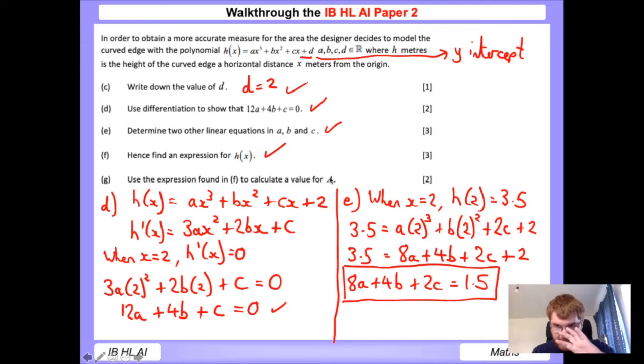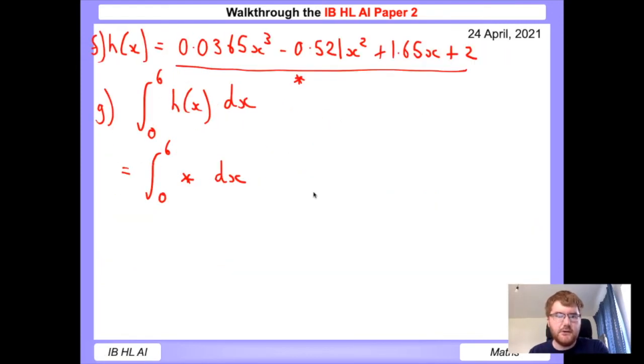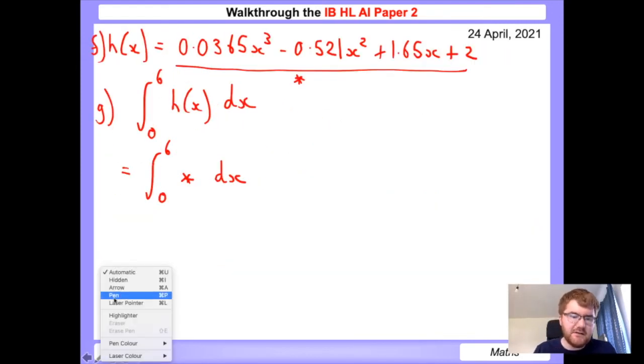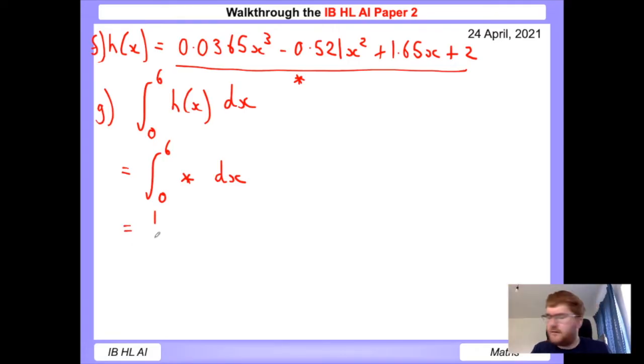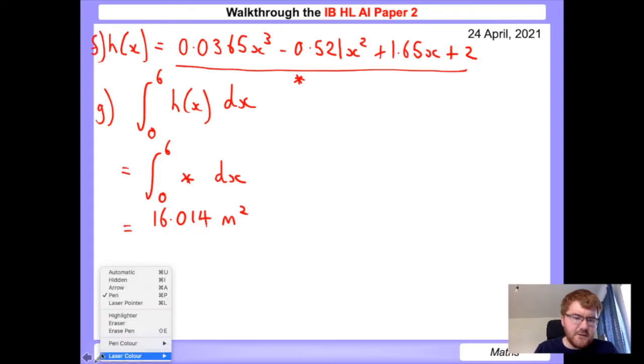So we're not always looking for a very, very specific value here. So it gives you a clue. You are allowed to take the rounded answer. And we are going to put in 16.014 meters squared.